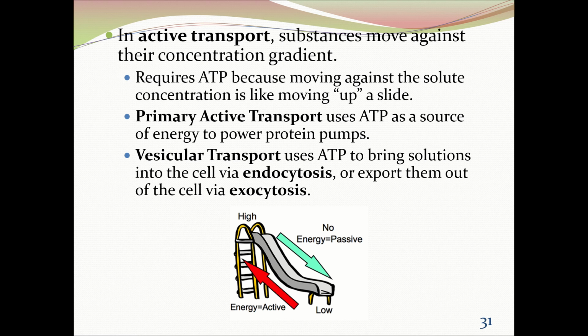In primary active transport, it uses ATP as the source of energy to power protein pumps. Vesicular transport uses ATP to bring solutions into the cell via endocytosis, or to export them out of the cell via exocytosis.